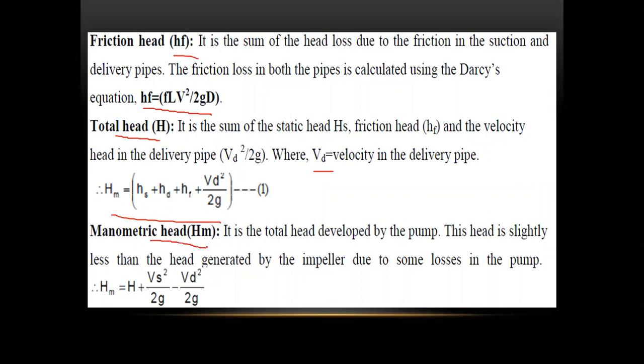Next one is manometric head. It is the total head developed by the pump. This head is slightly less than the head generated by the impeller due to some losses in the pump. Therefore, Hm is equal to H plus V square by 2g minus Vd square by 2g.